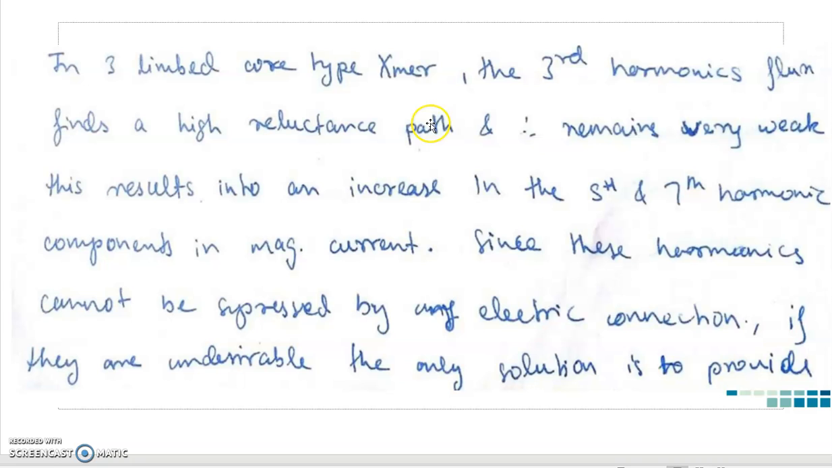In the three-limb core transformer, the third order harmonic flux finds a high reactance path and remains weak. This results in an increase of fifth and seventh harmonic components in the magnetizing current. Since harmonics cannot be suppressed by electrical connections, if they are undesirable, a solution is needed. What solution have we given?